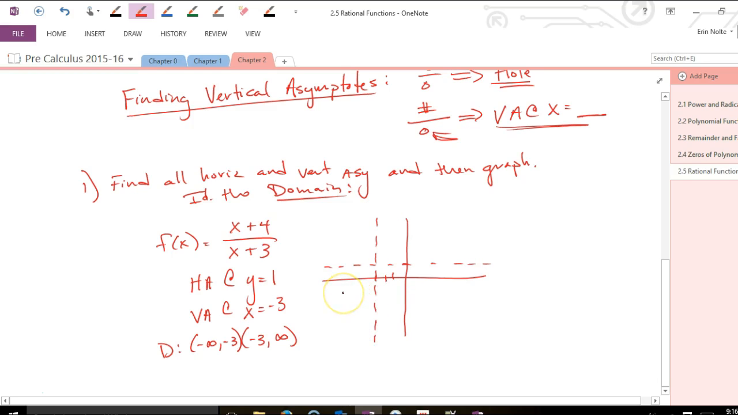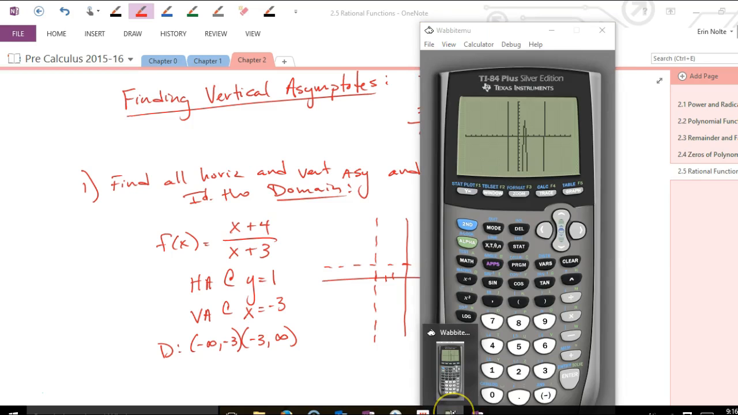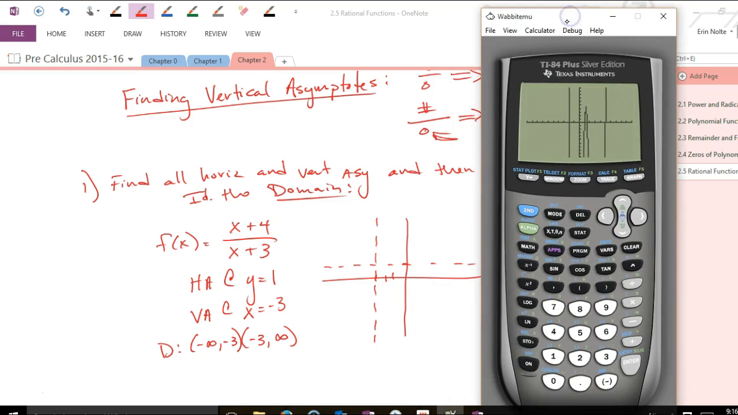At that point, you should be able to type this into the calculator and figure out what it looks like. So I'll pull up Wabbit and type it into my y equals. Clear out my other function. I'm going to hit alpha y equals and use my fraction button to type this in so I know I'm typing this correctly. If you don't do it this way, make sure you put the top piece in parentheses and the bottom piece in parentheses, or you'll get the wrong answer. Oh, shoot. Plus 3.